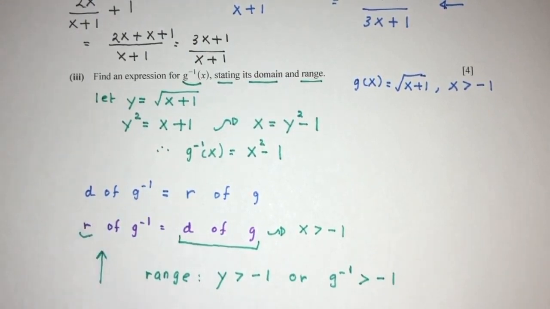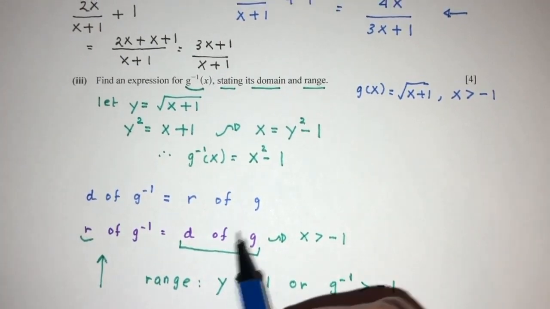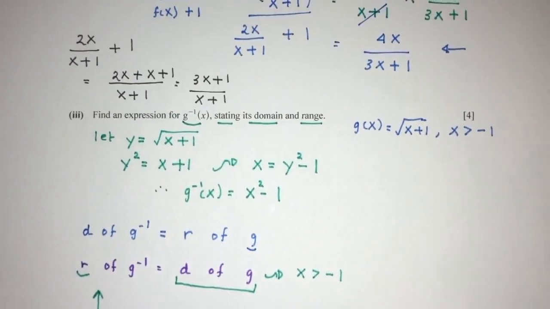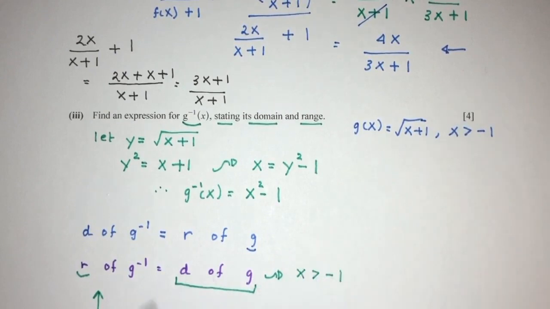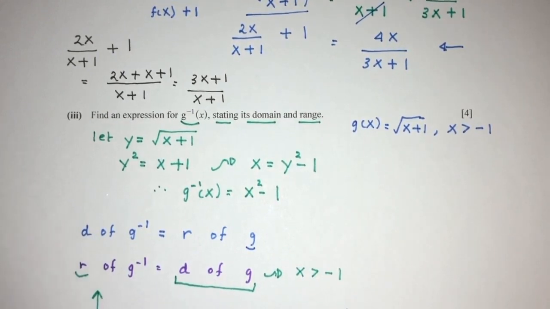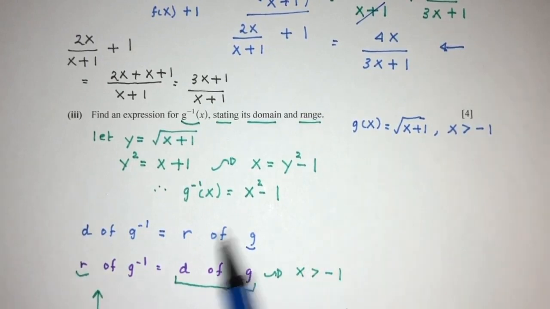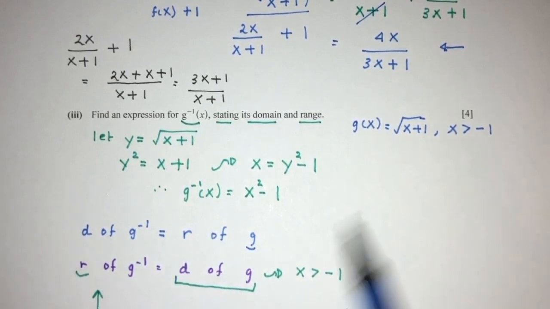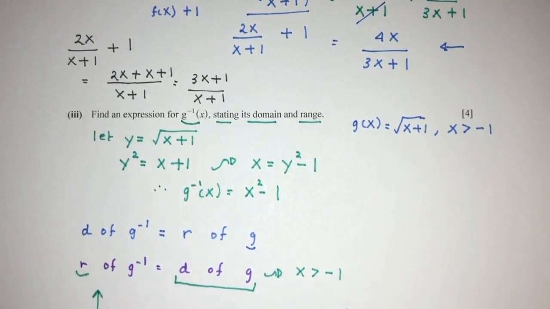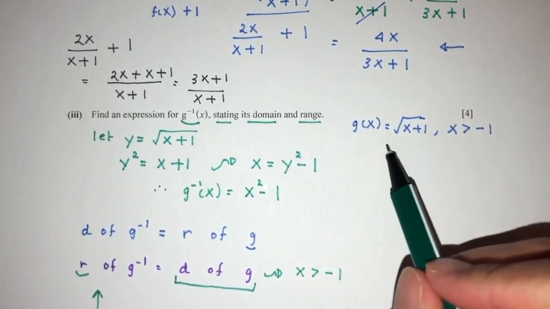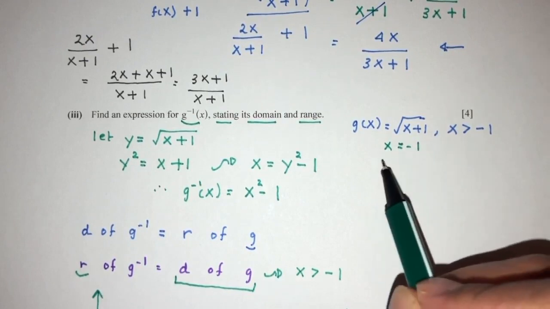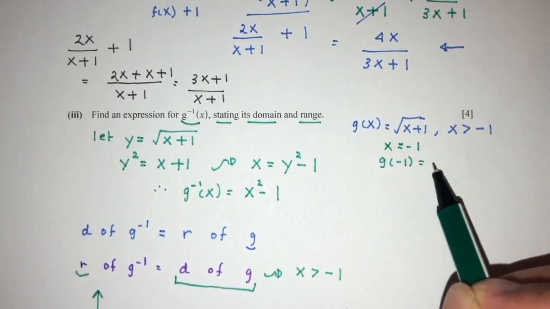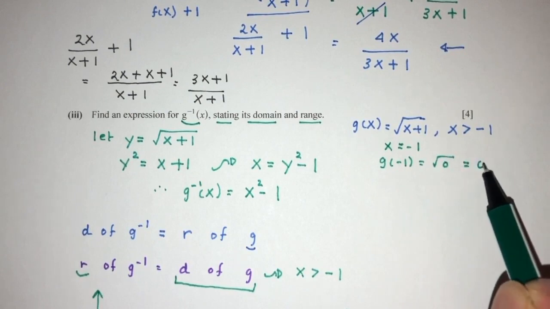Now for the domain, let's see what you can use. For the domain, we have to look at the range of g. To know the range, sometimes it's useful to understand the shape of the graph. So you have to look at the shape of the graph of g of x. For example, if you assume the value of x was minus 1, g of minus 1 will be the square root of 0, that will be 0.